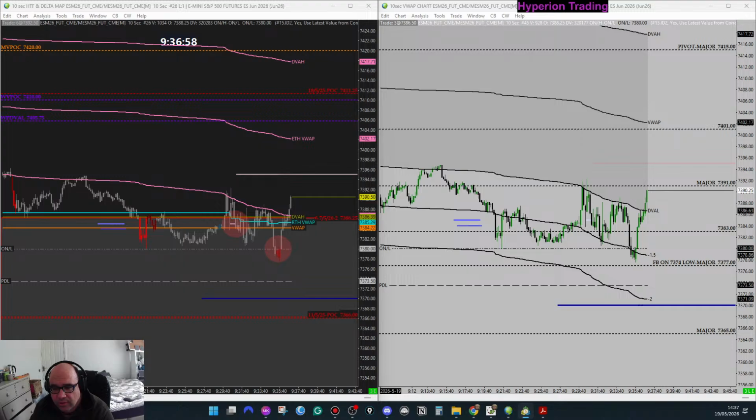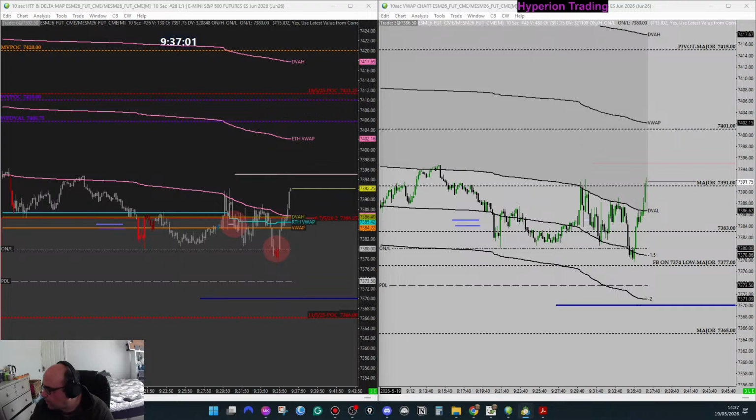Now I entered a long with 2 contracts. I'm gonna scale one out at the VWAP.